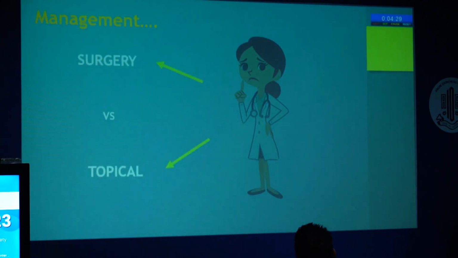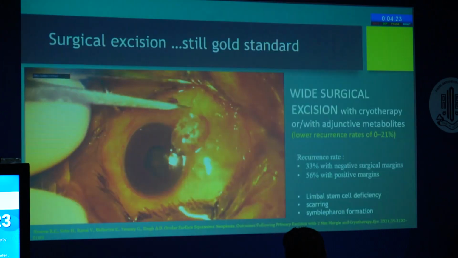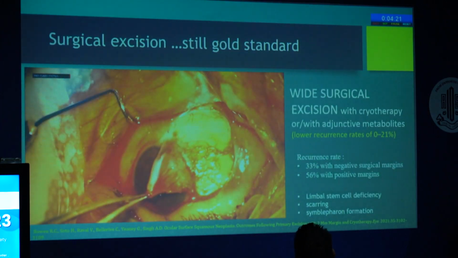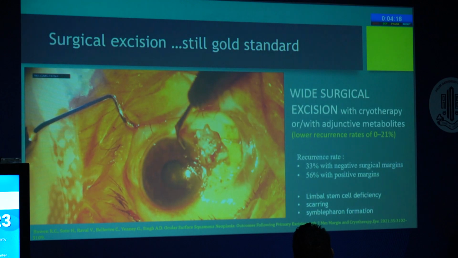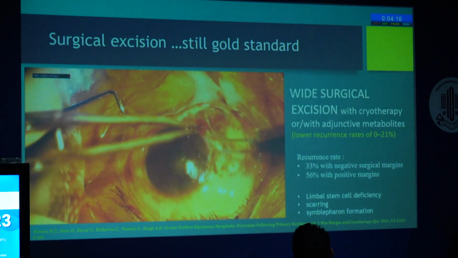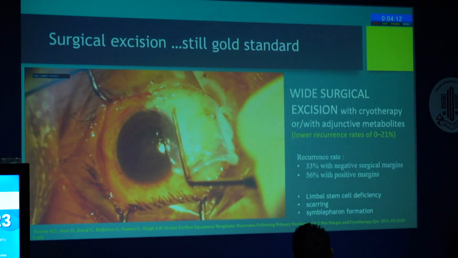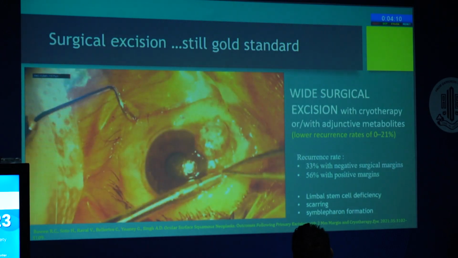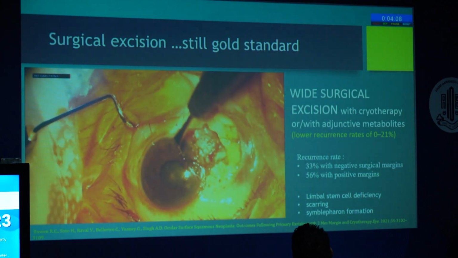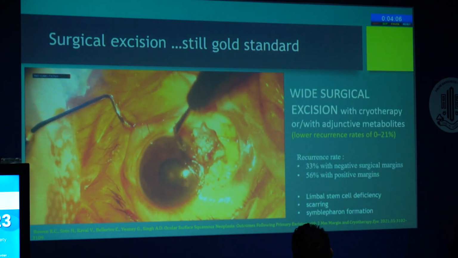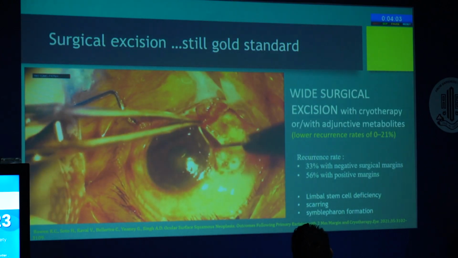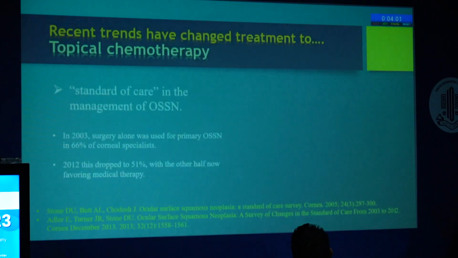So management, in terms of surgery versus topical, we always think of these two when the patient comes. Wide surgical excision with cryotherapy, with or without adjunctive metabolite, is a gold standard treatment for these with lower recurrence rate. But if the margin is positive, then the recurrence rate is very high. And it may lead to limbal stem cell deficiency, scarring, or any kind of symblepharon formation.